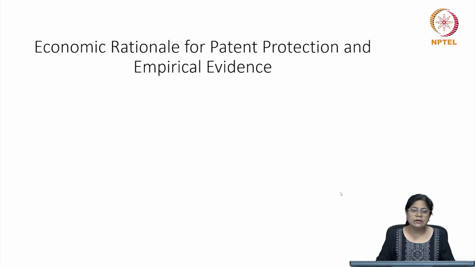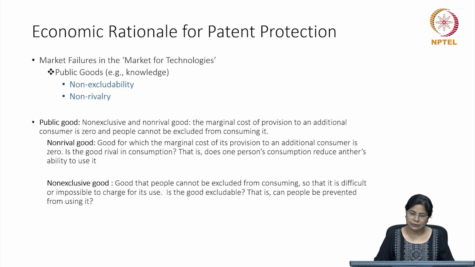So before we go into that, let us first talk about the economic theory and the reason it gives behind providing for patent protection. Market failure in the markets of technology is an important concern. Why does it happen? As a student of economics, you must have heard about public goods. A public good has two major characteristics. One, non-excludability. Another is non-rivalry. So if you go by definition, a public good is a non-exclusive and non-rival good. And essentially, it means that the marginal cost of providing one more unit to an additional consumer is zero, and people cannot be excluded from consuming it. Public parks are one very common example of such a public good.